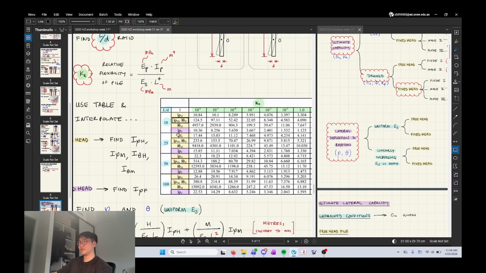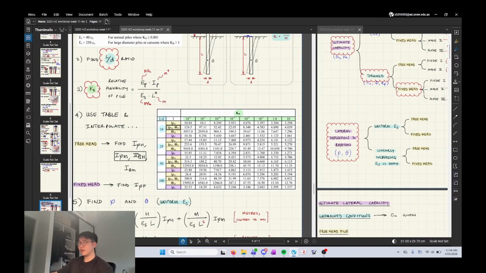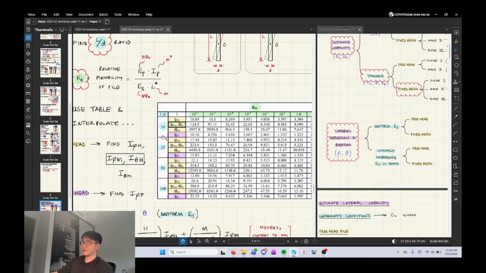So these 2 in this row are going to give you the exact same number. So you're looking for 3 numbers basically, and you have to interpolate. It's a bit annoying because you might not be given an L to D ratio that's perfectly 10 or 25, so you'll be able to find the number in between these 2 values depending on how far along it is. And the same thing with KR.